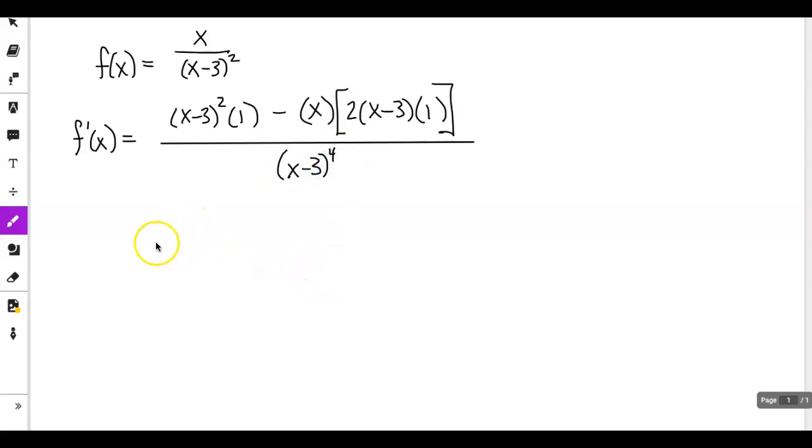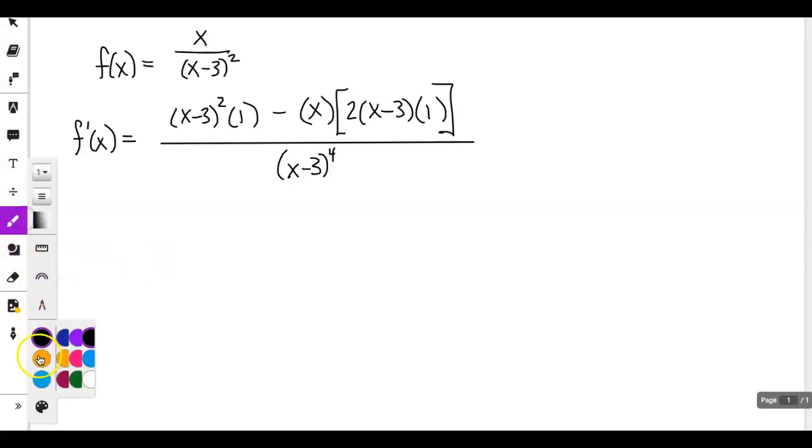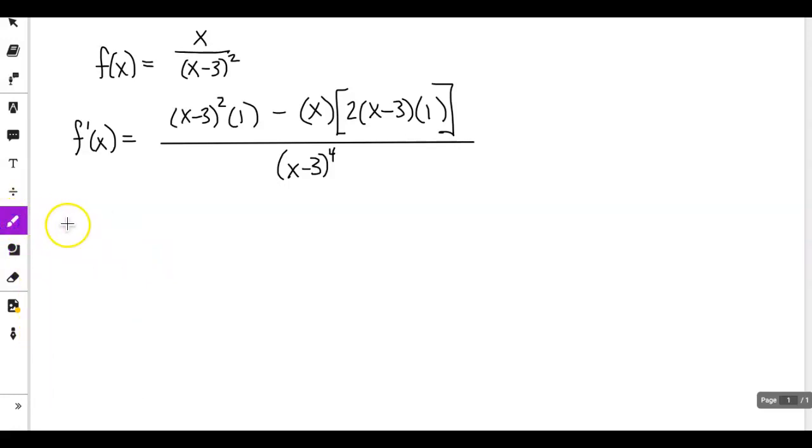Okay, so a couple of things are super important here. We need to clean up this derivative. We need to simplify it, all right? So one of the first things I would do is I would check for a GCF, especially in this case, because it's really obvious that there is one, right? We've got this (x minus 3) squared, and we have this x minus 3. It's really important to make sure that you factor that out, because it's going to simplify with the (x minus 3) to the fourth in the bottom.